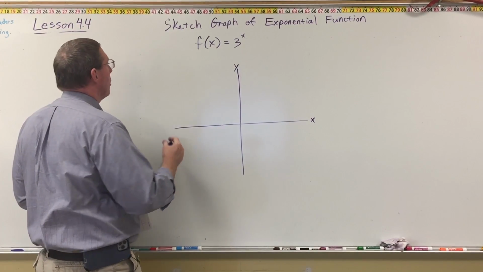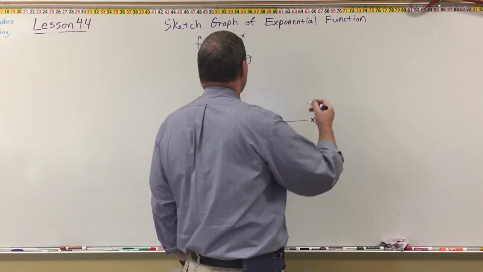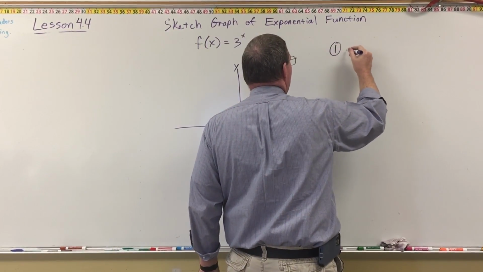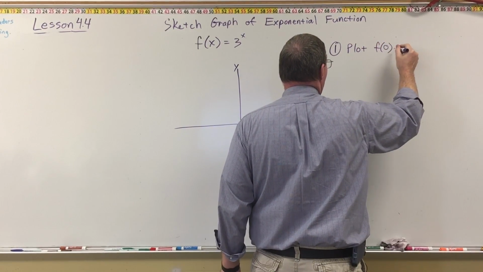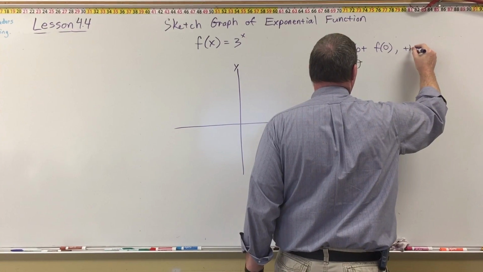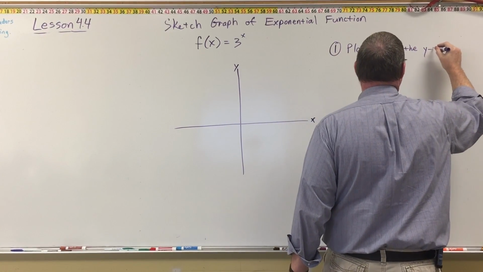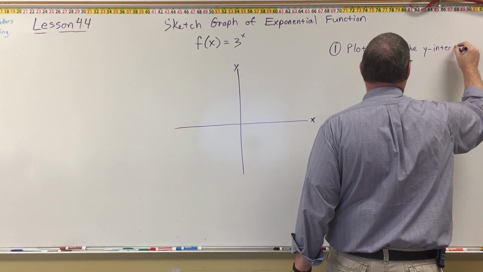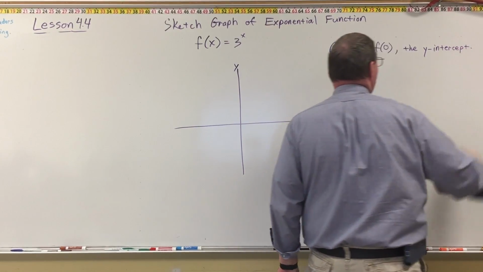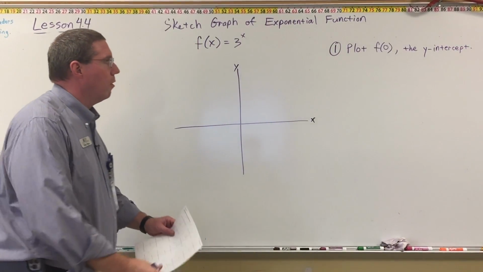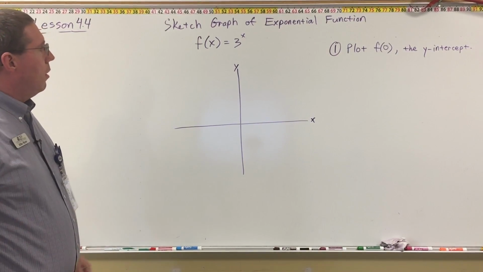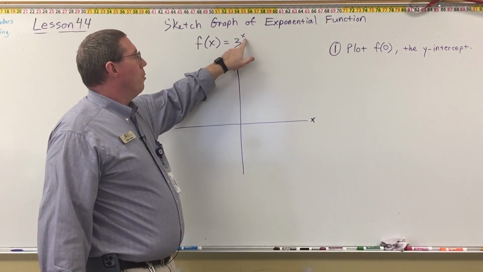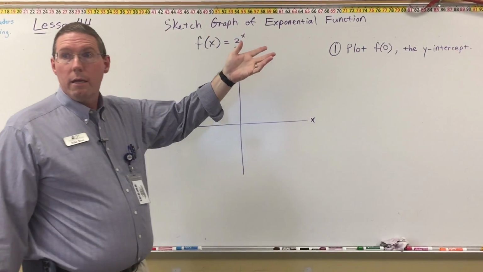Well, the first thing you want to do is plot f of 0. We call that the y-intercept. Okay? All right. So we want to plot the y-intercept, okay? Now, for 3 to the 0, it's real simple. We put a 0 in here, we get 1.